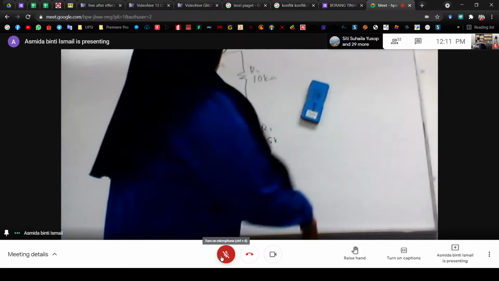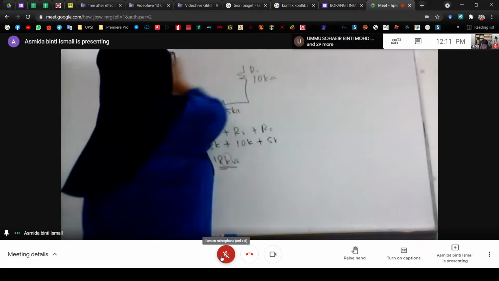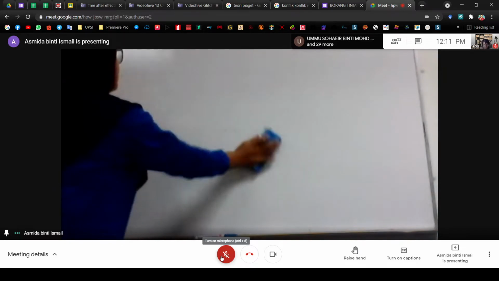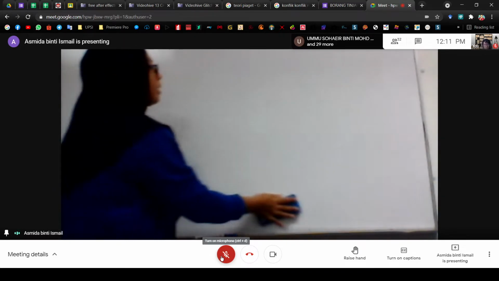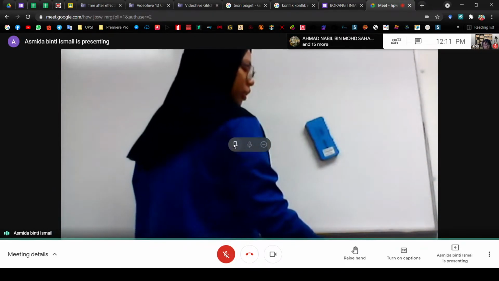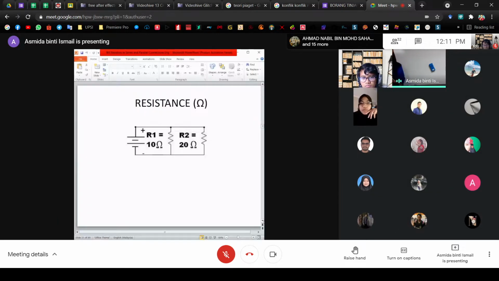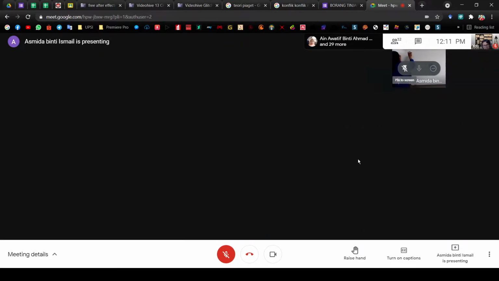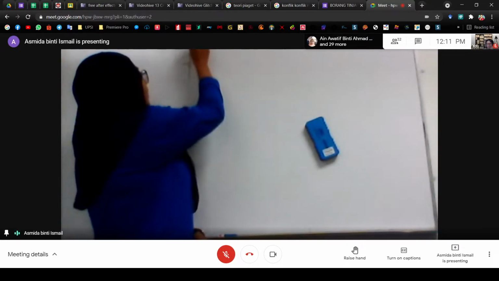For this one, I want to show you the other formula you can use for the parallel connection circuit. Okay. So here we have a parallel circuit, R1 and R2.